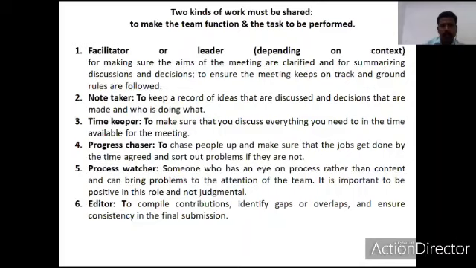Okay. And there are two kinds of work that must be shared to make the team function and the task to be performed. For that, all members, the captain or the leader, all need to work as a facilitator or leader. It means, depending upon the context, making sure the aims of the meetings are clarified, summarizing discussions and decisions to ensure the meetings keep on track, and ground rules are followed.